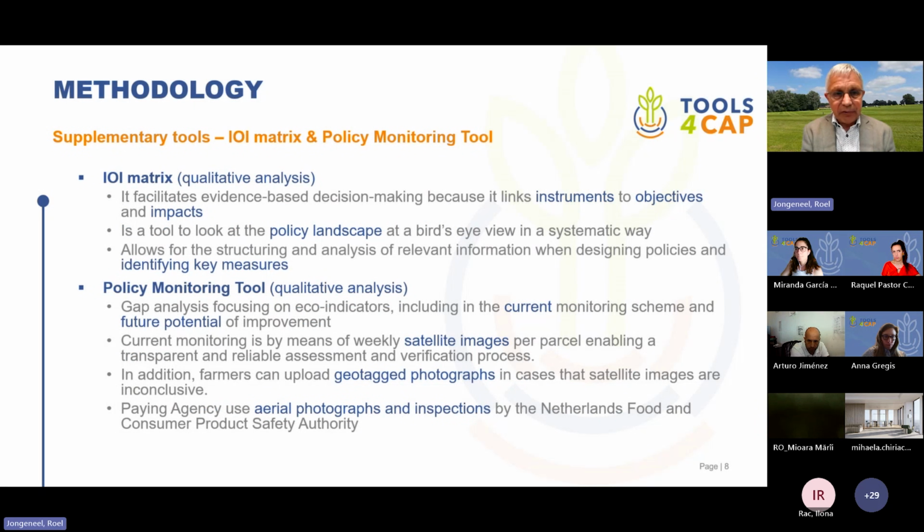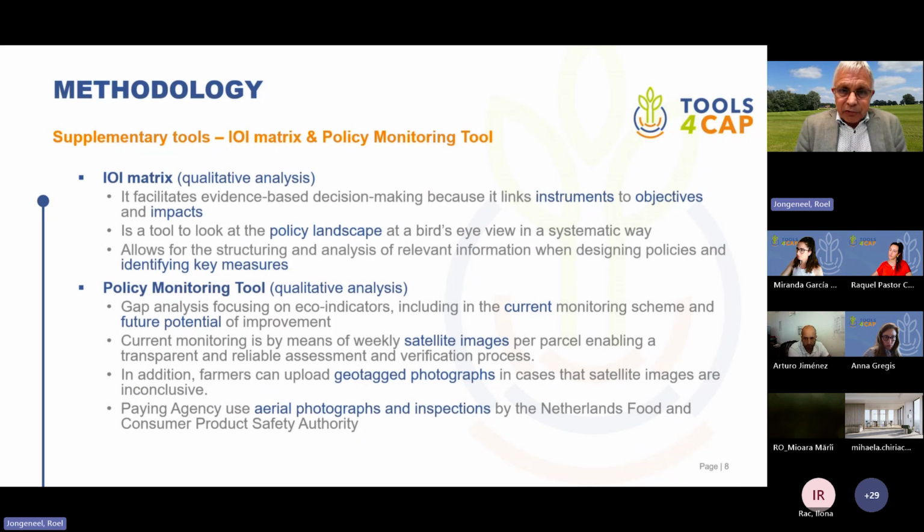Aside from this, we also used two other tools. One is the so-called IOI matrix that was already referred to. That's the impact, objective, interest and instrument matrix. And what you can do is link policy instruments to certain policy objectives. Now, our main focus was the eco scheme, but in the Dutch policy setting, there are improvements in sustainability, in particular with respect to certain environmental variables such as nitrate emissions and the link to biodiversity.